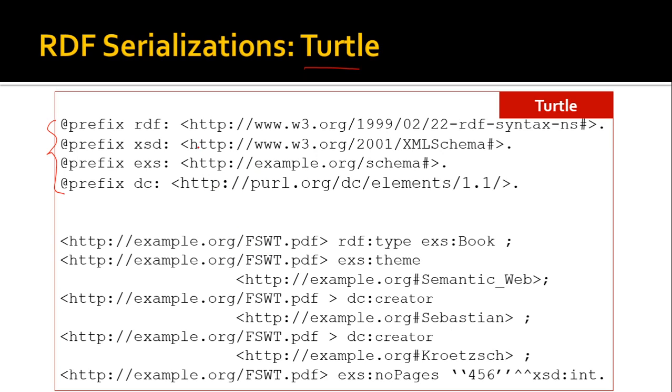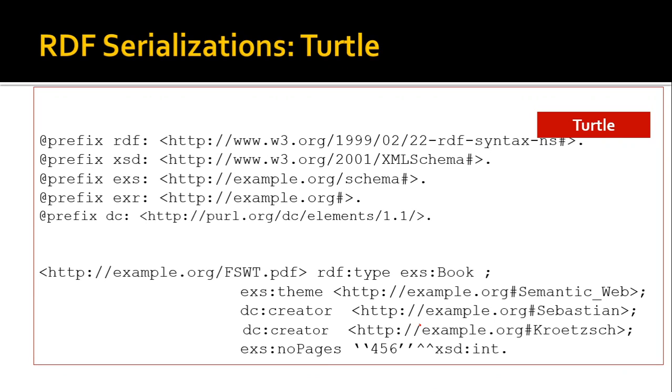So here we have shortened like RDF, XSD, EXS, and DC, right? So we are describing fswt.pdf. I am saying that it is of type exs book. So here also we are listing down the triples, but in a more concise manner than we have done in N-Triples, right? So we have got the theme to be semantic web. It has got two creators, one is Sebastian, and the other is Pascal, and finally the number of pages to be 456. Now we can do a bit better.